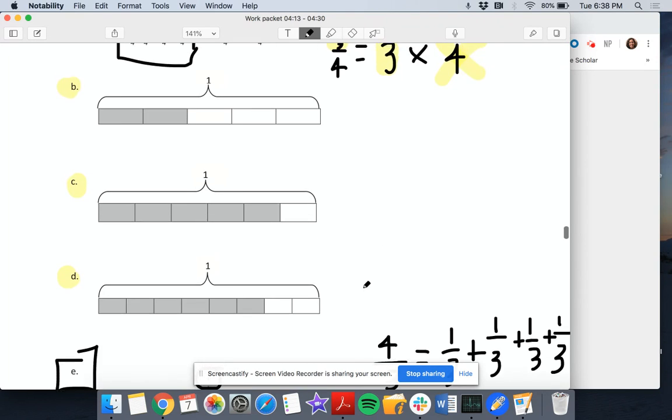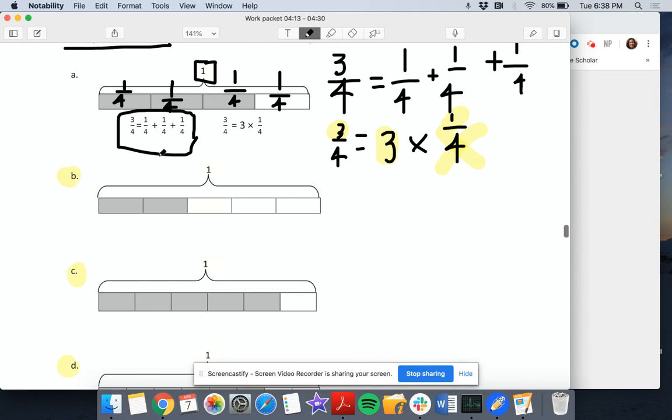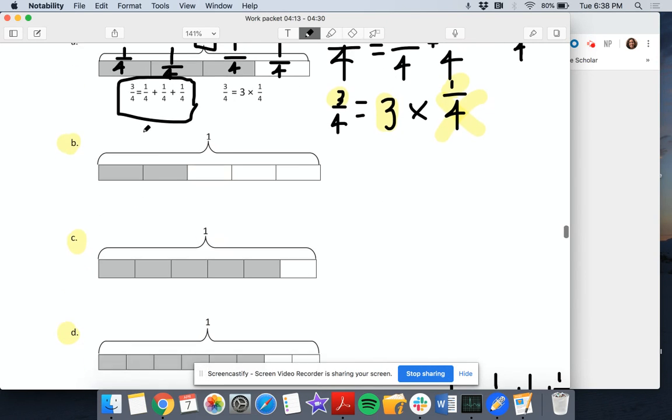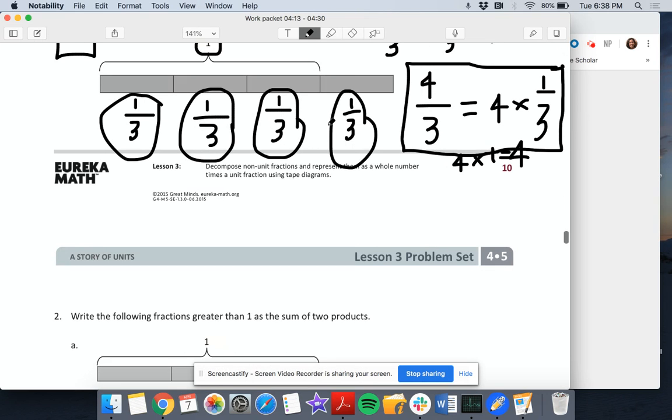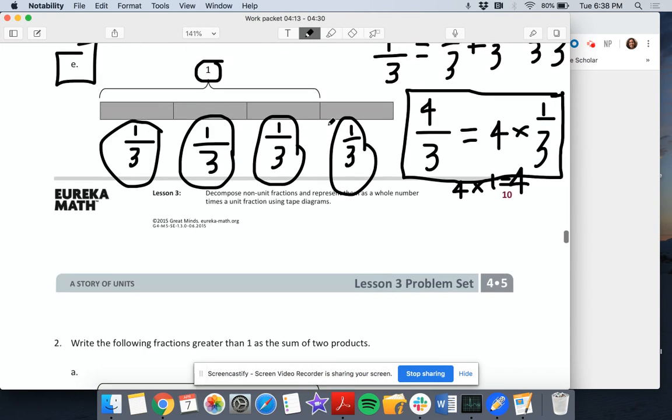Okay? And it corresponds with their sample problem up here. Okay? You guys see that? Shaded. You could also just look at the shaded boxes. 1, 2, 3, 4. 4 shaded boxes, and then you can multiply that by your unit fraction.